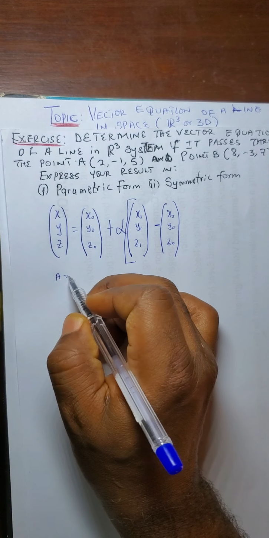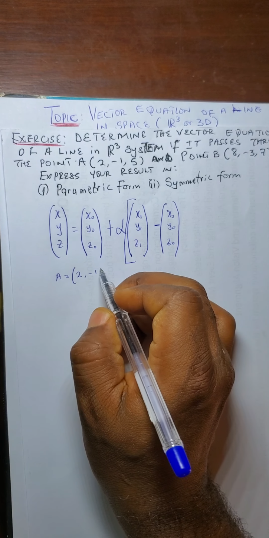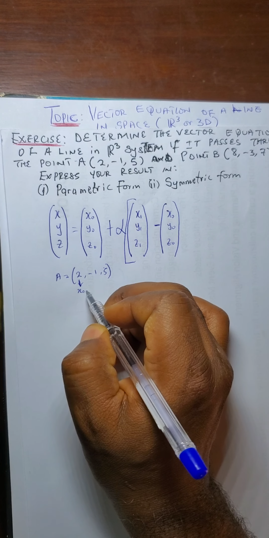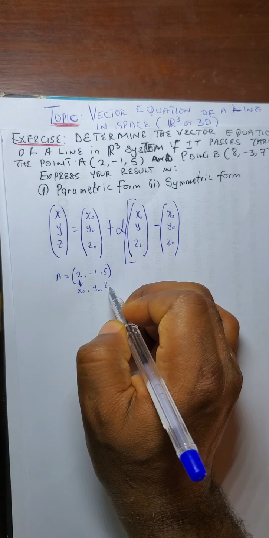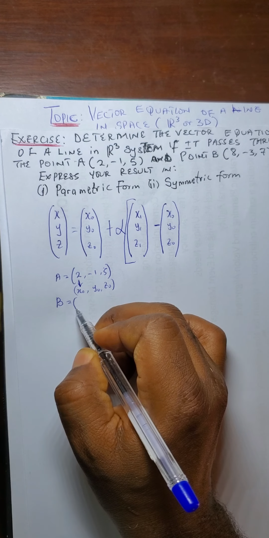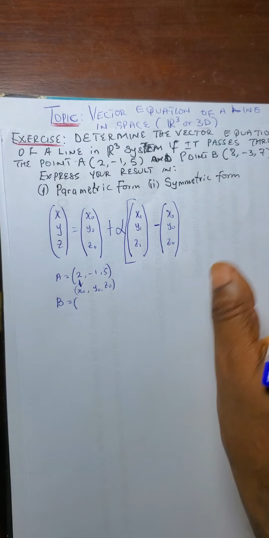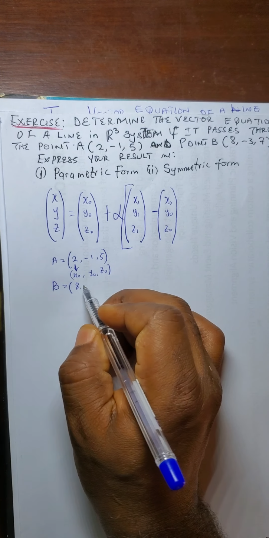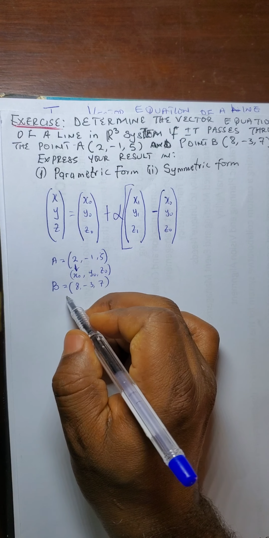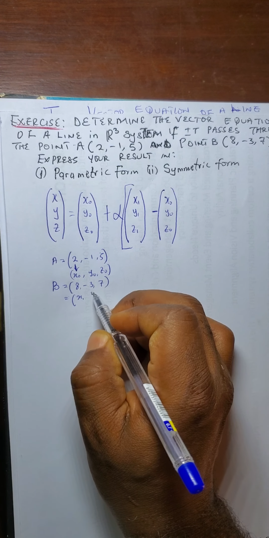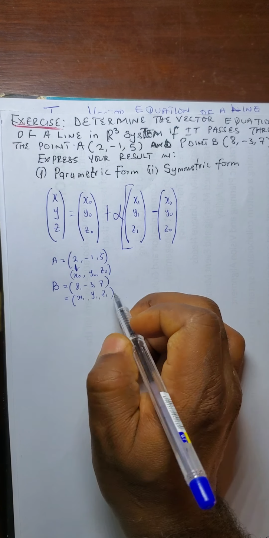Now, in the problem that we have above, point A is given as 2, minus 1 and 5, and that component is actually X0, Y0, Z0. The second one, point B, the vector for the point B given in the question, which is 8, minus 3, 7. I'll write it as 8, minus 3, 7. That is the vector for the point B, which is presented in this equation as X1, Y1, and Z1, as we have here.